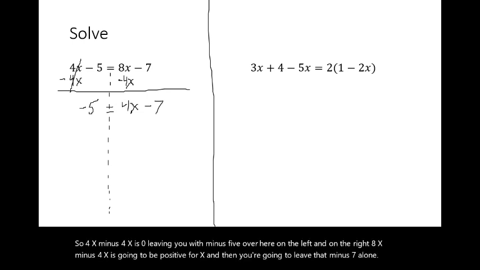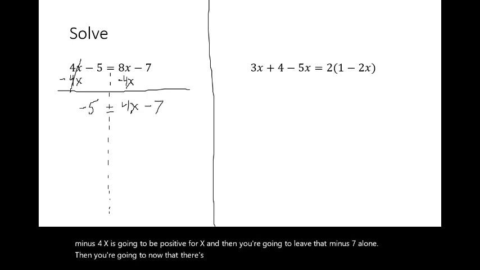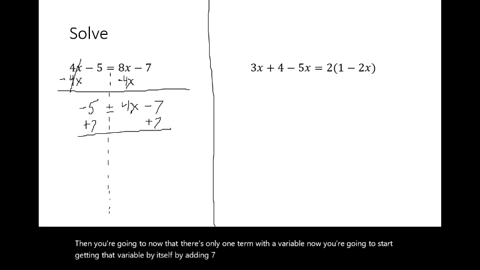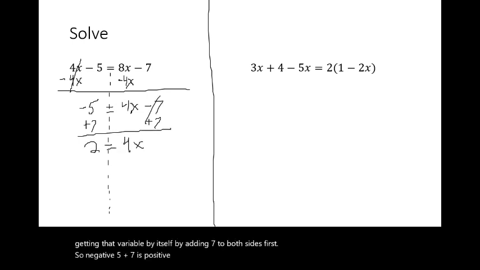Then, now that there's only one term with a variable, you're going to start getting that variable by itself by adding 7 to both sides first. So negative 5 plus 7 is positive 2 equals 4x. Then we're going to finish getting x by itself by dividing both sides by 4.